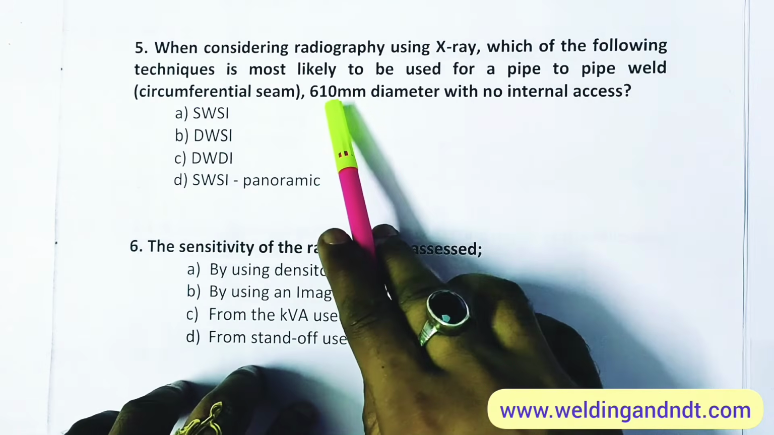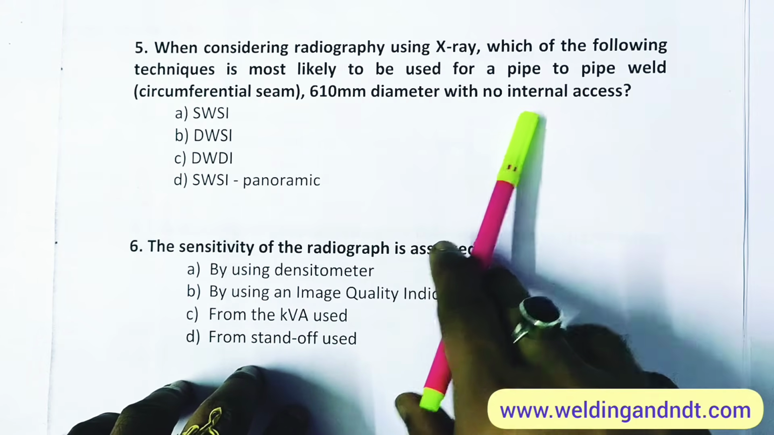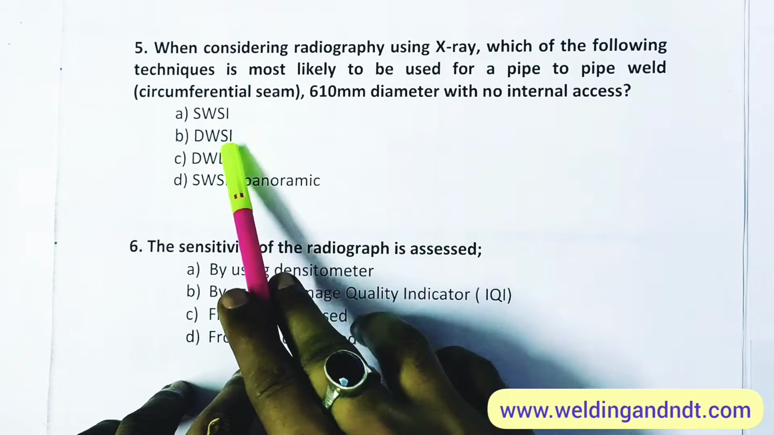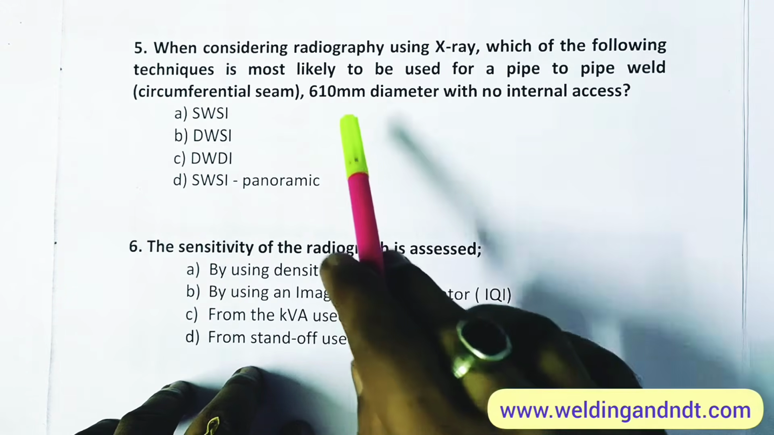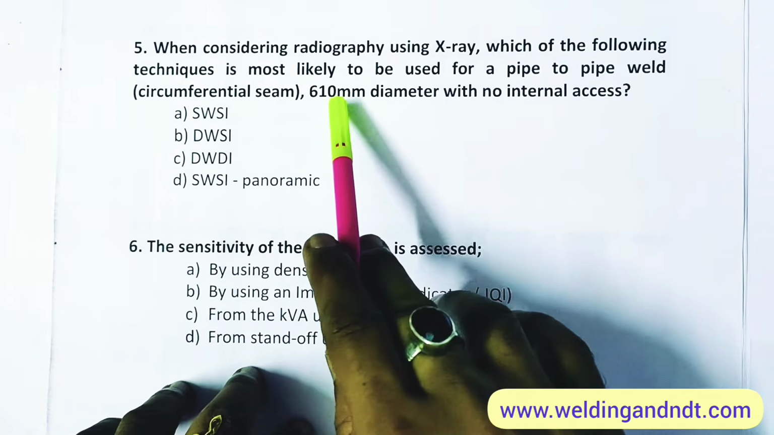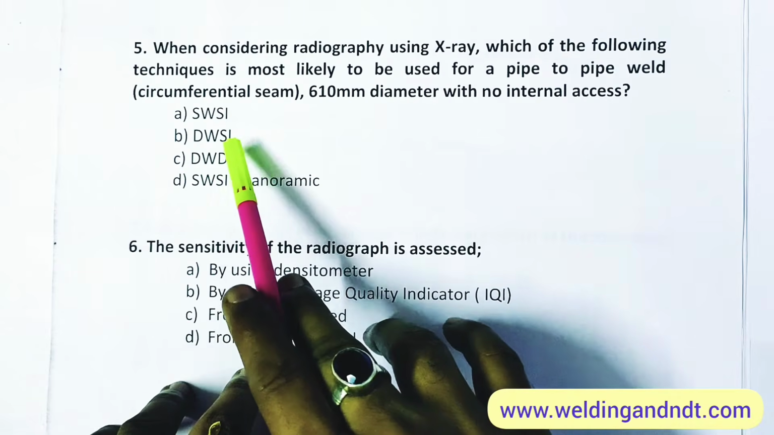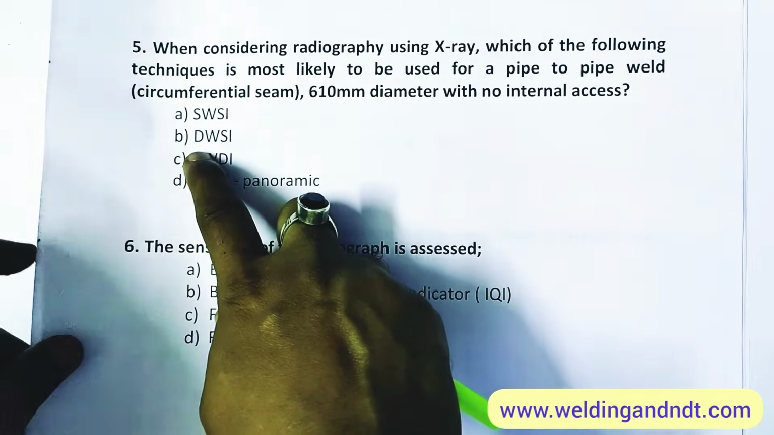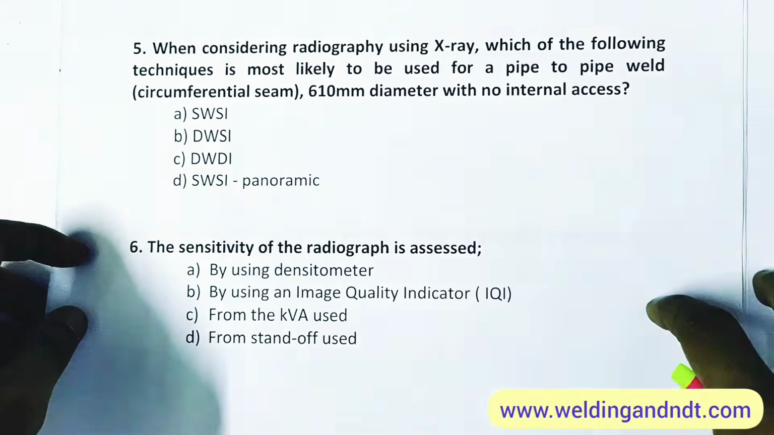So what it is saying, that the diameter of the pipe is 610 mm, but there is no internal access. In that case, we can use double wall single image. Less than 100 mm it was double wall double image, and more than 100 mm it was double wall single image. This I had explained in the video lecture series. So the answer will be B, double wall single image technique.